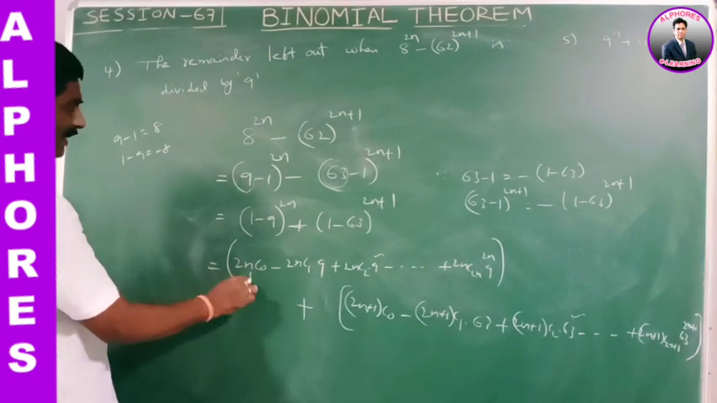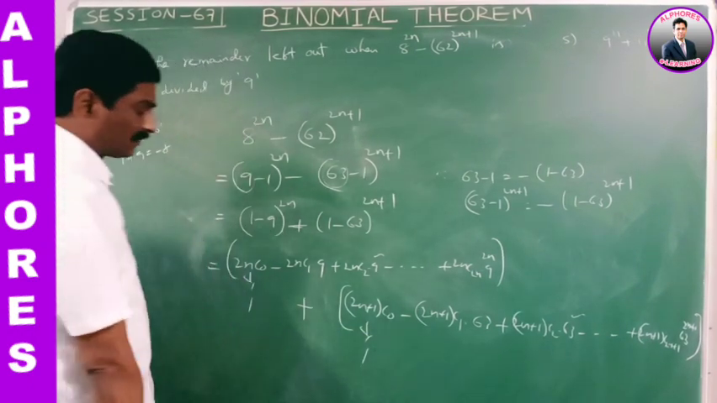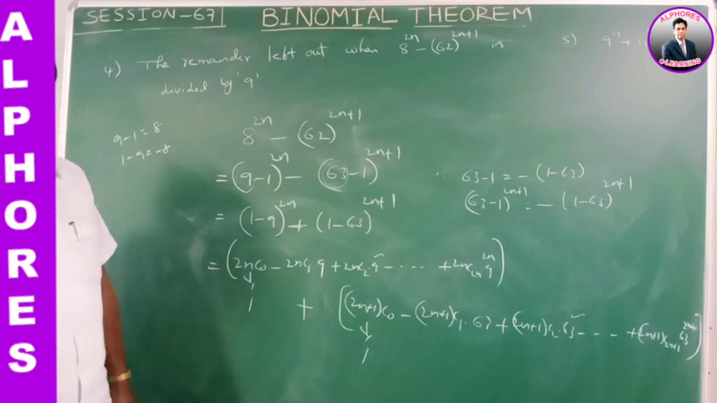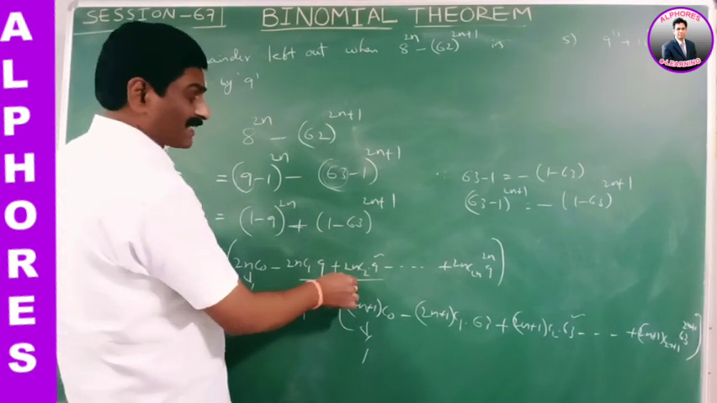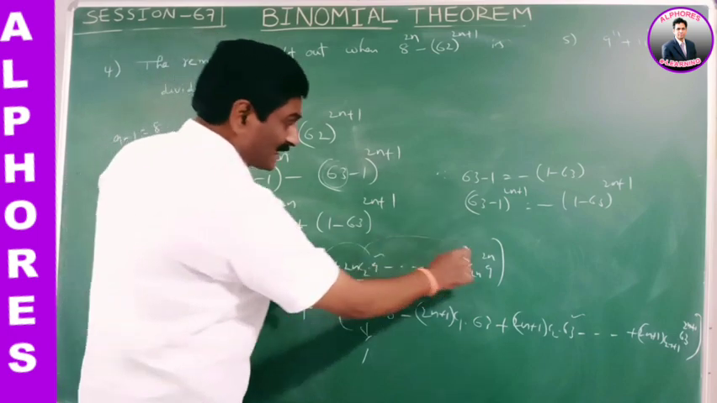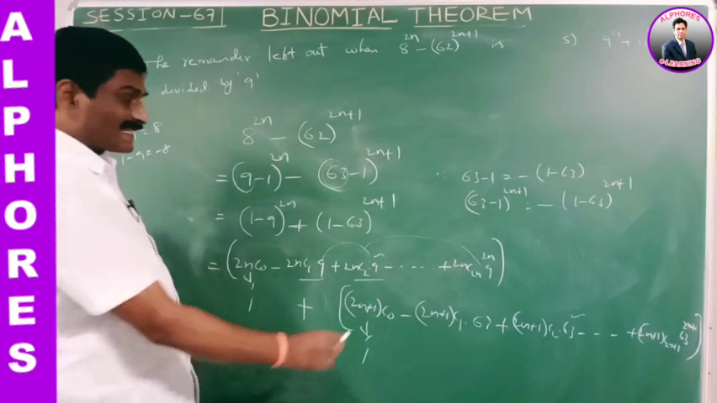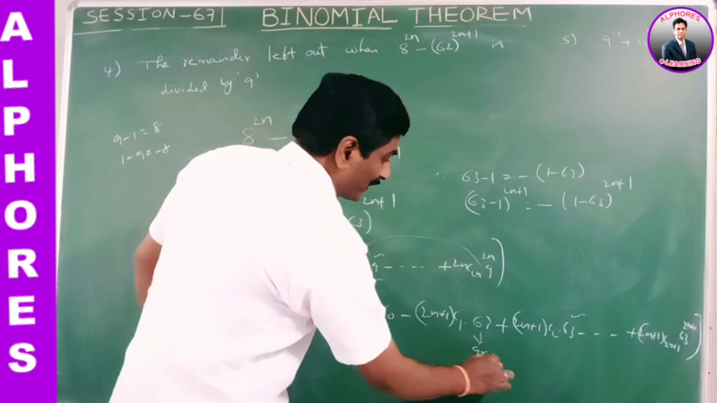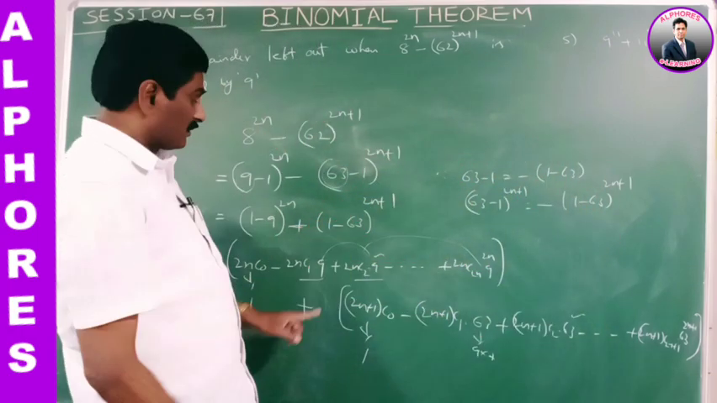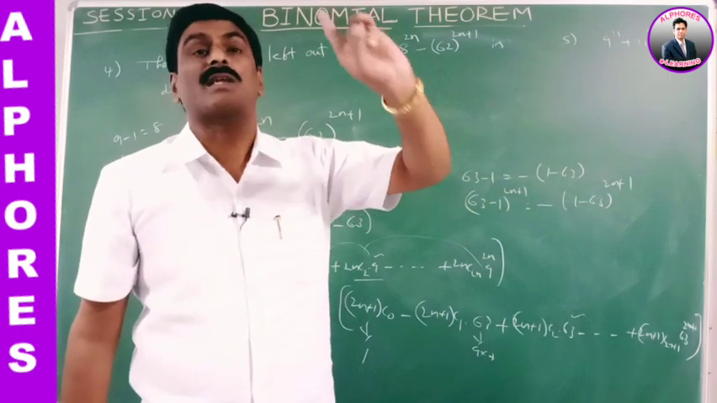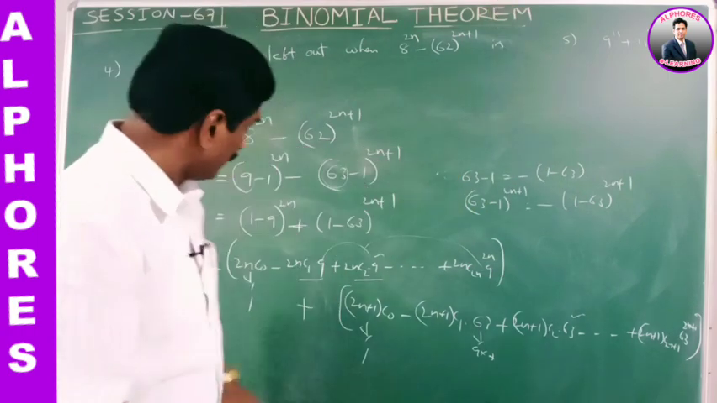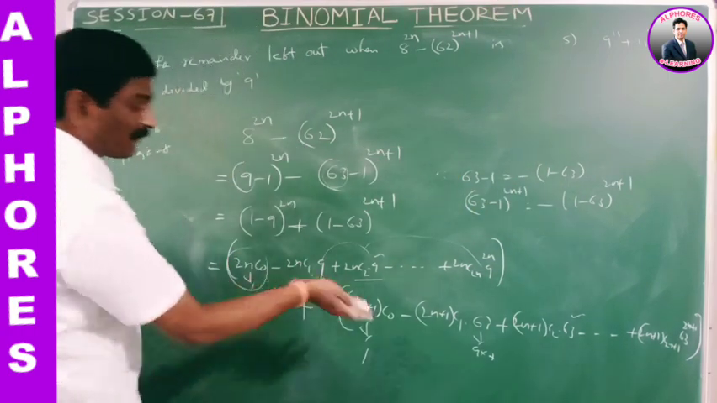Here 2nC0 means 1, 2nC1 means 1, and 1 plus 1 means 2. In all the remaining terms, there is a 9. 9 square means 9 is common. What is the common term? 9. In this case, 63 means 9 into 7, 9 into 7 whole square. All of these terms contain 9. That means all of these are multiples of 9. Please observe this value. It is the 1, and 1 plus 1 means 2.